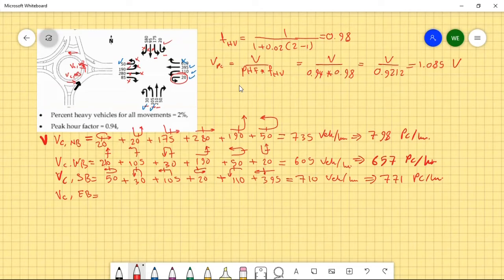So what is conflicting with the traffic entering from here? Let's look at it. Let me change the color and make this green. So what's conflicting with that? It's this volume, this volume, this volume, and this volume, and this volume, and this volume.